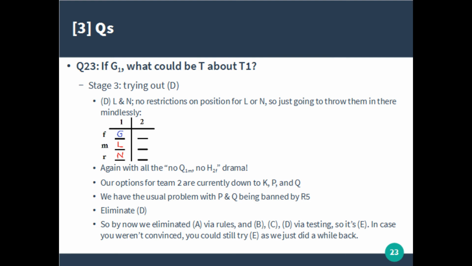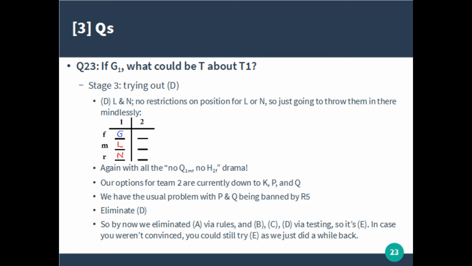And again, we run into the same old Q1 middle. Not being able to do that makes us not be able to use H. And so it's going to pare down our options for Team 2 again, as we've seen. So our options for Team 2 are currently down to K, P, and Q. And we have the same old problem that we've seen in a lot of other situations where if we have to use K, P, and Q on the same team, that's never going to work because Rule 5 directly bans us from putting P and Q on the same team. So we eliminate D.